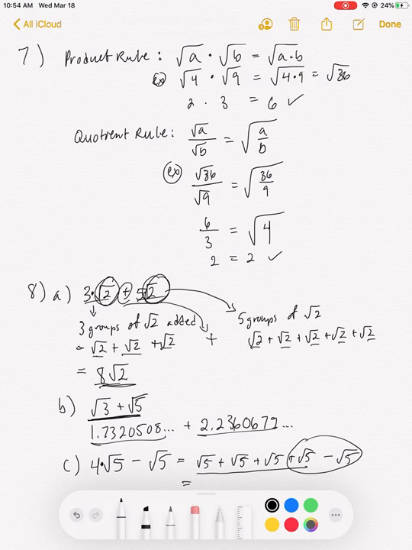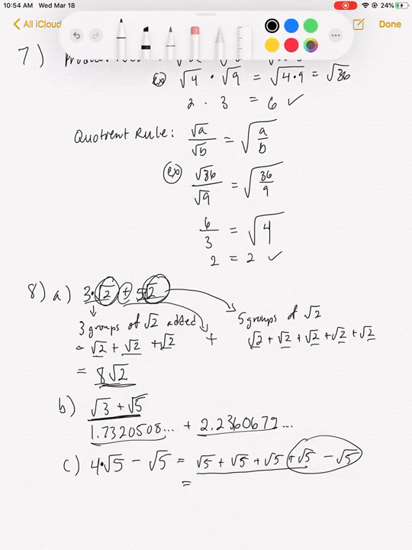Okay, and what I end up with, and I'll move this back up here, is I end up with just 3 groups of square root of 5. Okay, so 3 times square root of 5. So if I have 4 square root of 5s and I take away one of those square root of 5s, then I only have 3 square root of 5s left. Okay, so the answer to that one is 3 square root of 5.